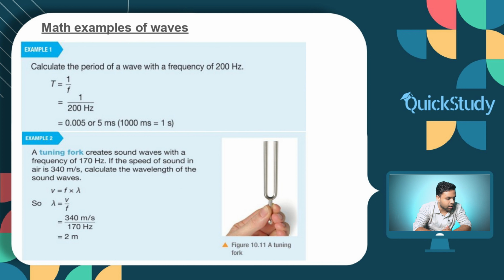In example 2, a tuning fork creates sound waves with a frequency of 170 Hz. If the speed of the sound in air is 340 meter per second, as we have studied before, calculate the wavelength of the sound waves. So the formula is V is equal to F multiplied by lambda, which is the wavelength. So lambda would be equal to V divided by F as per the triangle method. So the answer would be 340 divided by 170, which would come out as 2 meters.